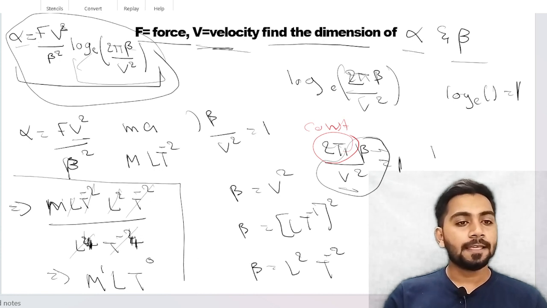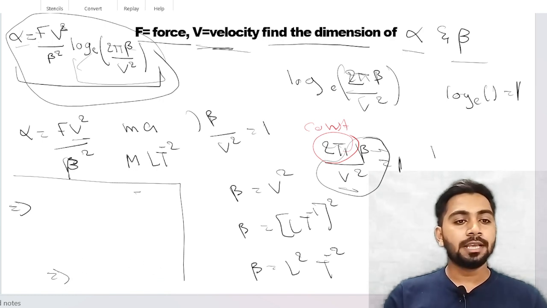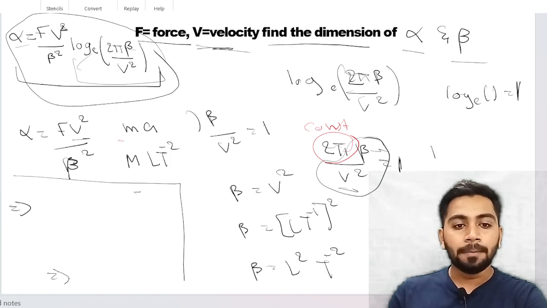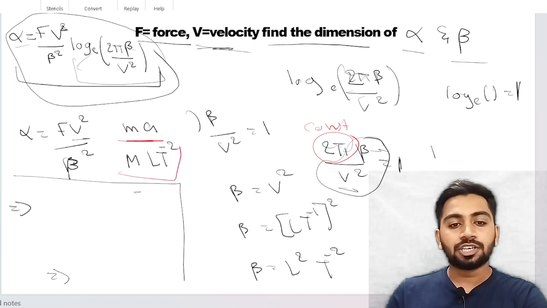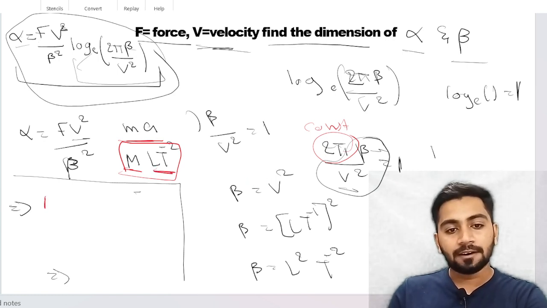Repeat, sir? Yes, sir. Don't worry, sir. See, very simple thing. Force dimension we have. Force is equal to MA. M means mass, and the acceleration dimension is this. Simple. Now I will write here the force dimension.